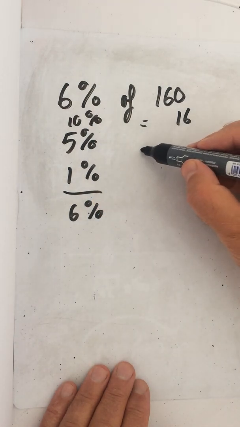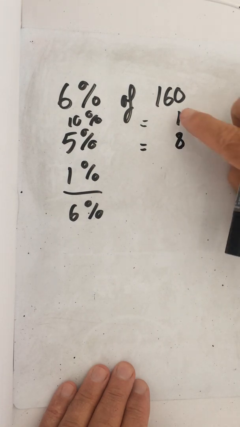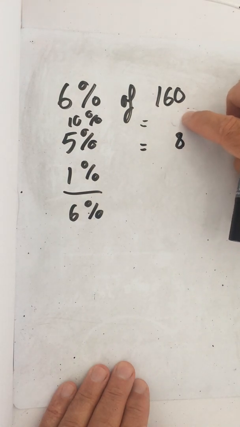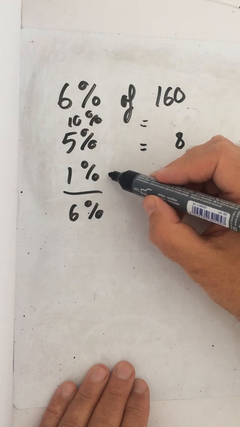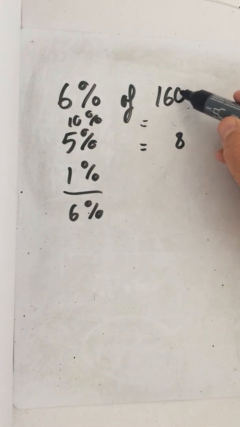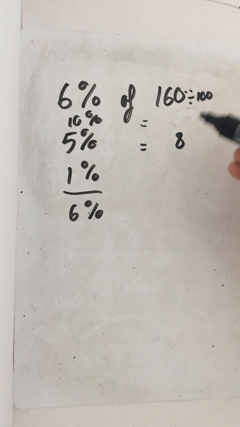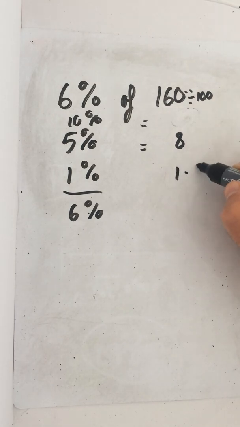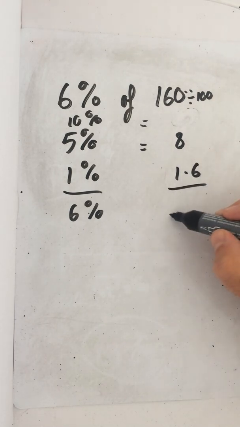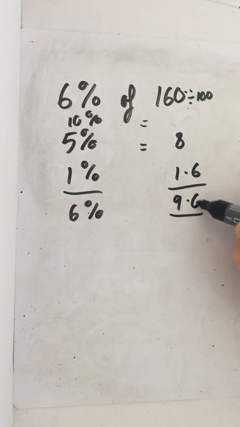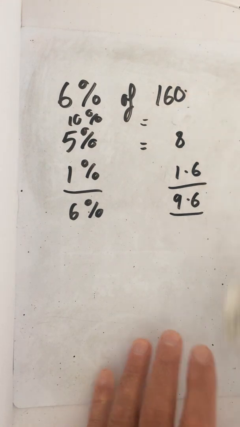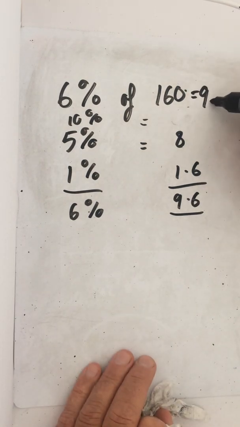Now I'm going to find 5%. So that would be 8. No, I don't need that 10% anymore. Now I also have to find 1% of 160. So that's 160 divided by 100. So again, I'm going to move those decimal numbers 2 places. So that would give me 1.6. So I'm going to add those up and I get 9.6. So 6% of 160 is 9.6.